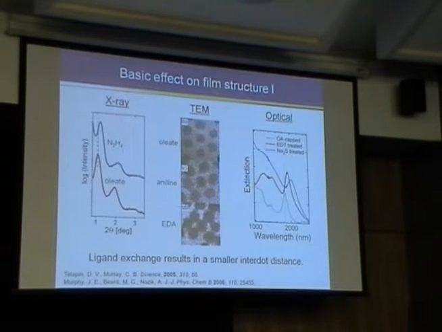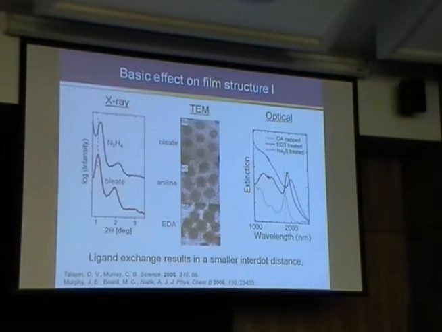Again, this is done on a superlattice film. TEM is also a way to give direct information about what's going on, but it's usually limited to 2-dimensional subjects. So you can't look so much at thick films with the TEM, but you can see here's oleate with a nicely separated hexagon. You're aniline treated, where the quantum dots are a little closer together, and then EDA treated, ethylene diamine treated, and the quantum dots are basically touching after that.